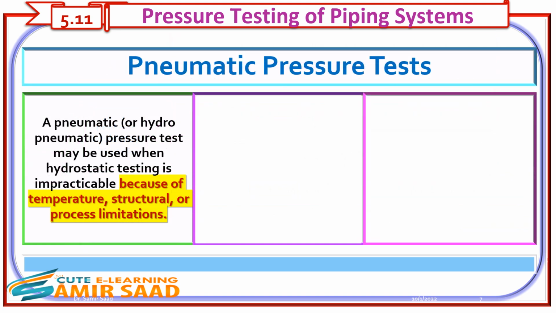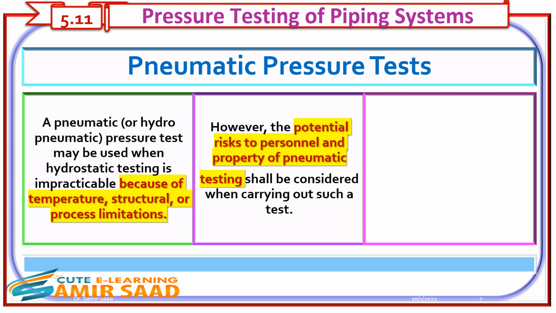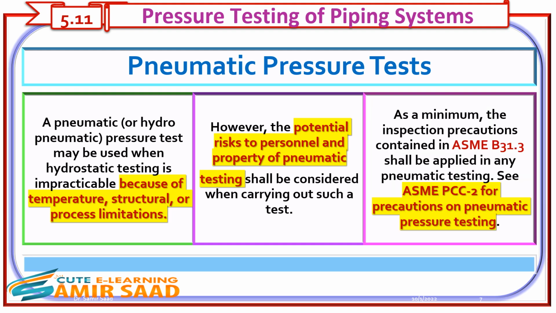Pneumatic pressure tests. A pneumatic, or hydropneumatic, pressure test may be used when hydrostatic testing is impracticable, because of temperature, structural, or process limitations. However, the potential risks to personnel and property of pneumatic testing shall be considered when carrying out such a test. As a minimum, the inspection precautions contained in ASME B31.3 shall be applied in any pneumatic testing. See ASME PCC-2 for precautions on pneumatic pressure testing.